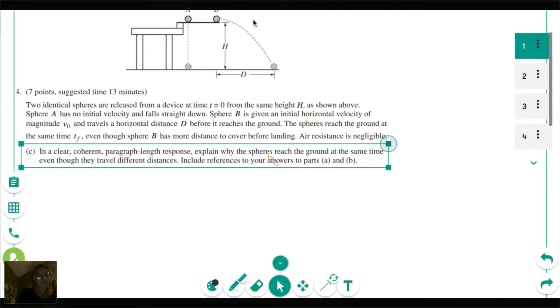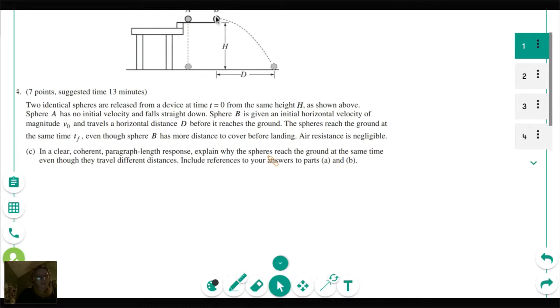So you have 2 identical spheres released from some device at a time t equals 0 from the same height h. So this looks like one of those ball launcher things that your physics teacher might have, where it drops one straight down and shoots one out horizontally at the same time and from the same height. Sphere A has no initial velocity and it falls straight down. Sphere B is given an initial horizontal velocity v0 and travels this distance d before it hits the ground. But they reach the ground at the same time, even though sphere B has a further distance to cover before landing. And you are told that air resistance is negligible, as always, pretty much.